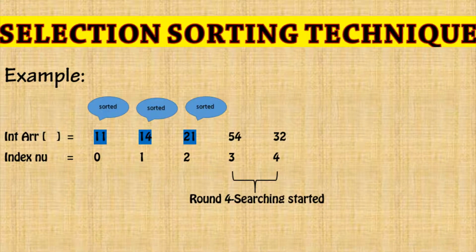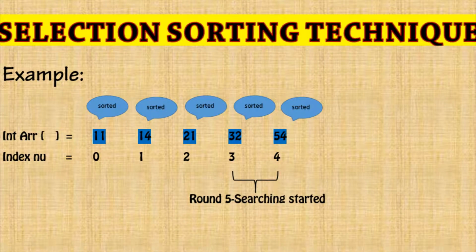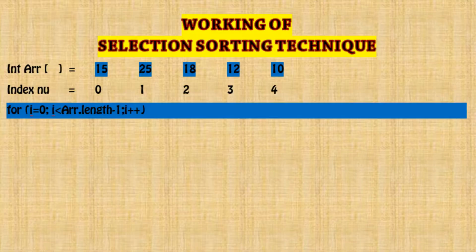Now the fourth iteration, that is index number 3 and 4, gets swapped to arrange in the particular order. After n minus 1 swaps, the others get sorted. I will explain the working of selection sort elaborately. Let us have an array like this.